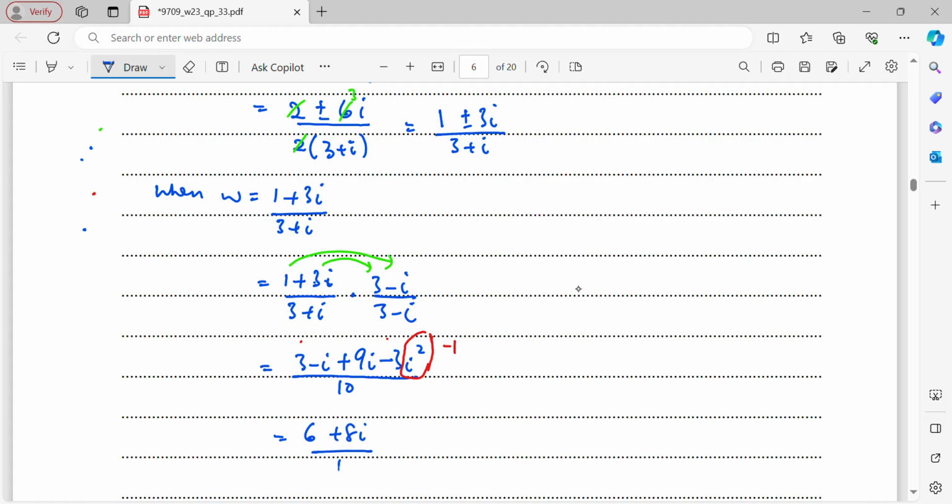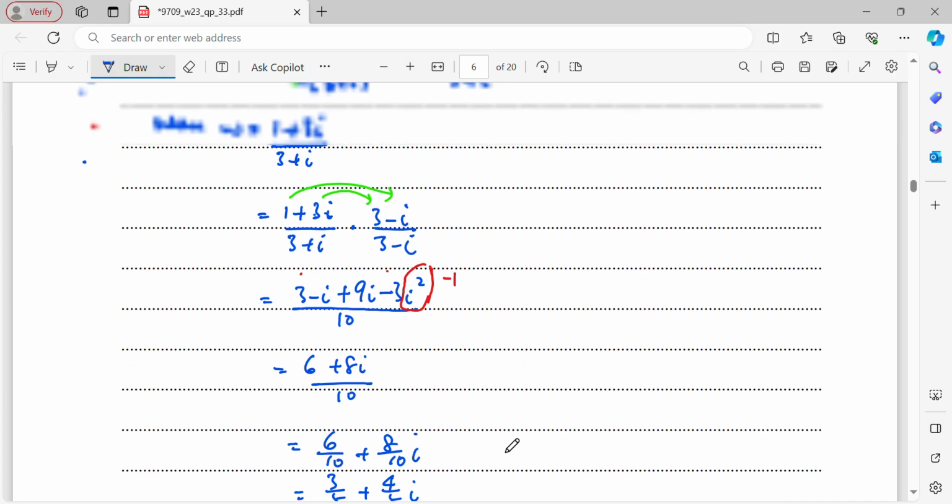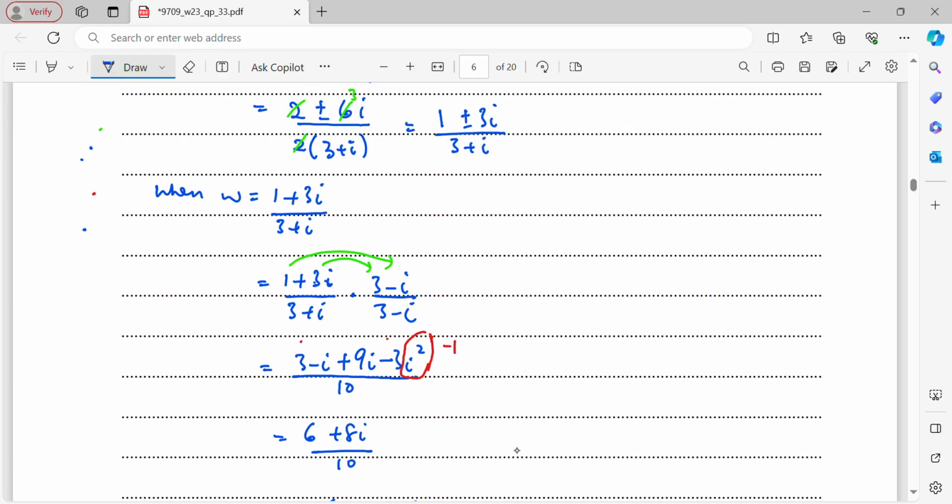Then divided by 10. Now I will split it into two terms. Then it will be 6 over 10 plus 8 over 10 i. Then when you simplify, it will be 3 over 5 plus 4 over 5 i. So I get the first w value, the first complex number. Now, don't forget to consider the negative.